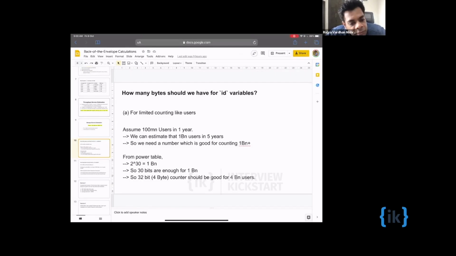So let's say you are finding how many users would be there on your system. Let's say you are designing Instagram and you have identified that you are going to have a users table, and that users table has to have a primary key, the user ID. In such a case, you can start with the assumption that, okay, let's say there are 100 million users in 1 year.